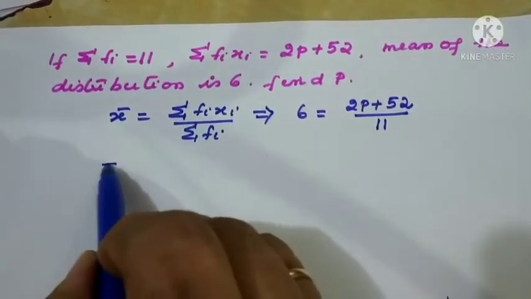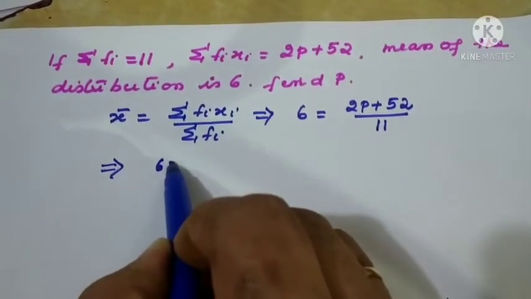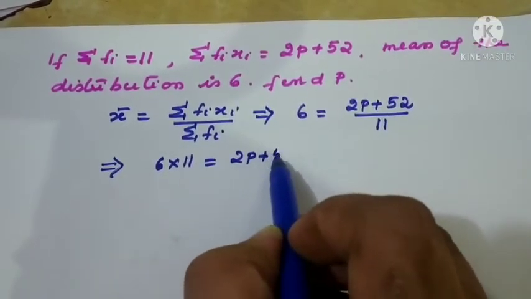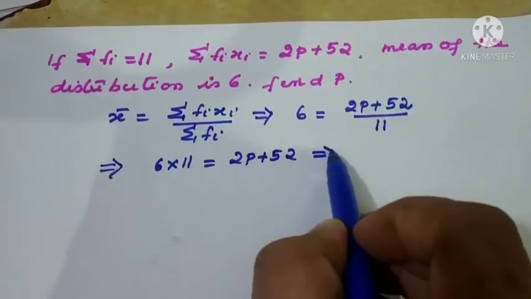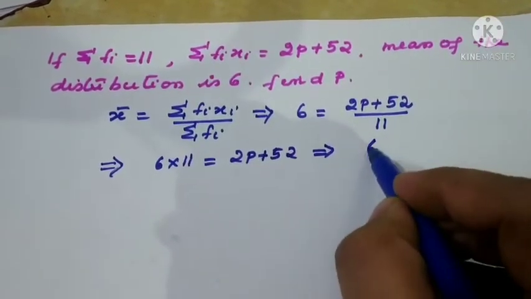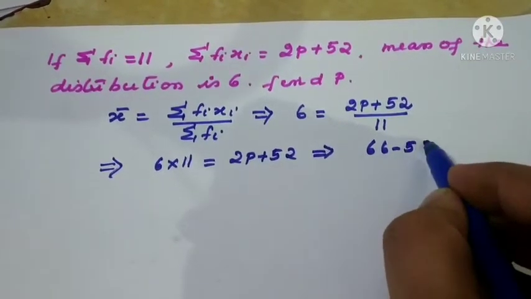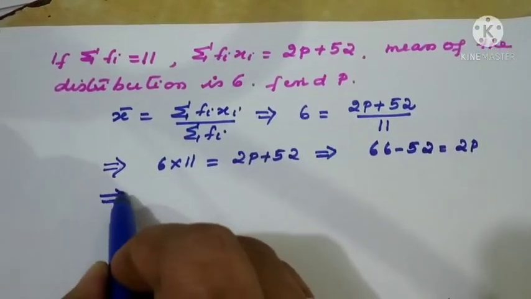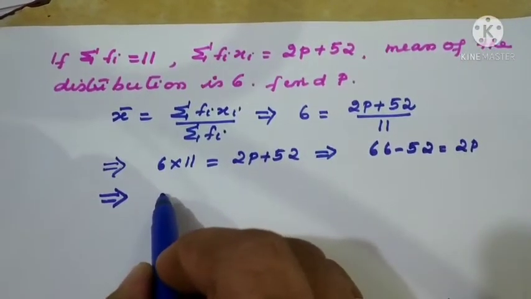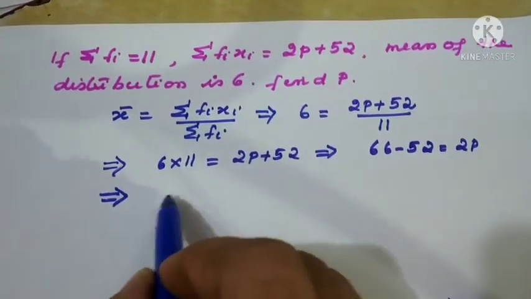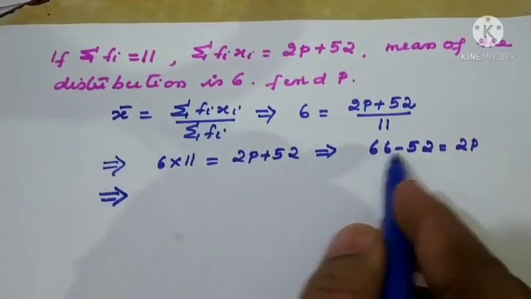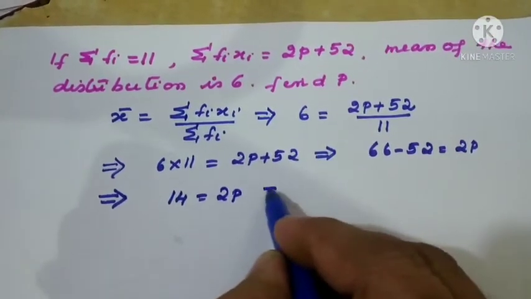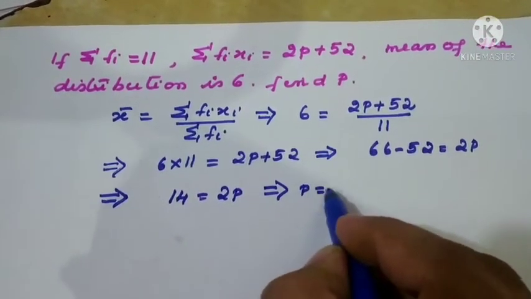Now cross multiply. 6 into 11 equal to 2p plus 52. So 66 minus 52 equal to 2p, so 14 equal to 2p implies p equal to 7.